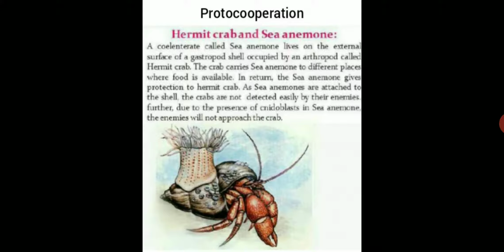For example, proto-cooperation between crabs and coelenterates. Coelenterates grow on the backs of crabs, providing camouflage and protection to the crab, and coelenterates in turn are transported from one place to another and obtain food from different places.